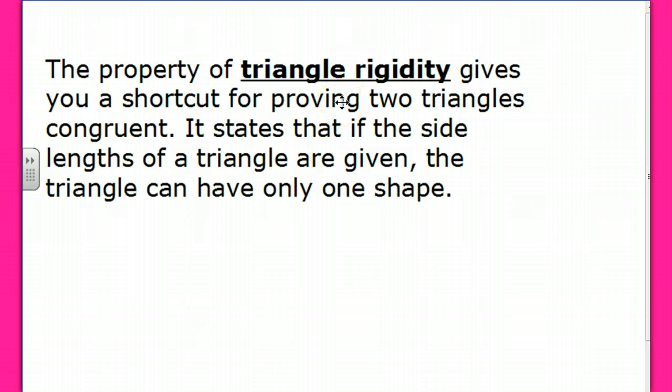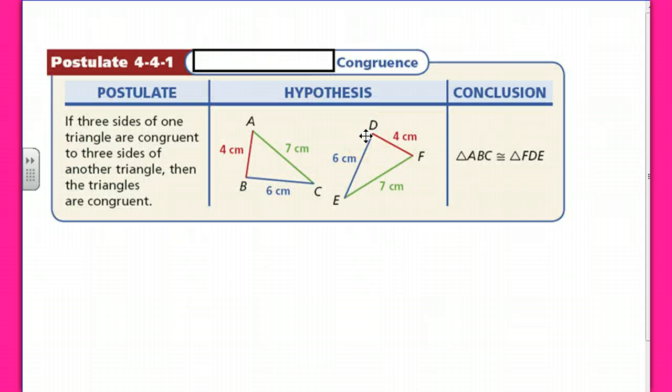Remember that before when we were talking about transformations, right? So rigidity means congruent, right? Clones. Same size, same shape, but maybe they have a different orientation on the coordinate plane. This postulate is called side, side, side. Notice that these two triangles have sides that are of the same length. Triangle ABC is oriented differently in space than triangle FDE, right?